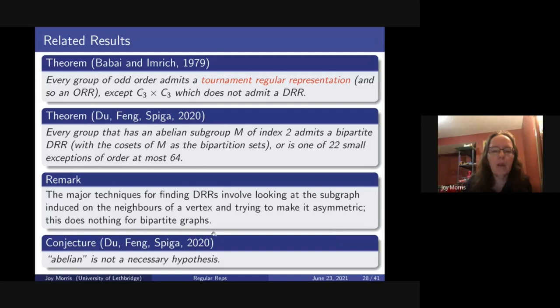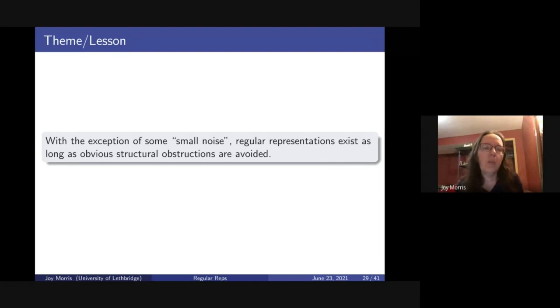And as I mentioned, Dobcsányi and Spiga in 2020 conjectured that they don't need this assumption that M is abelian, but they weren't able to prove it without that assumption. So the big theme or lesson that I hope you take away from all that I've talked about with regular representations is that, with the exception of some small, little exceptional groups where it's just too small and something goes wrong, regular representations exist as long as we avoid some obvious structural obstructions that typically relate to the group structure.